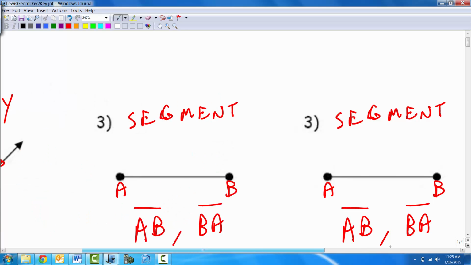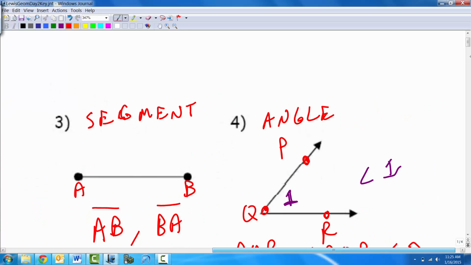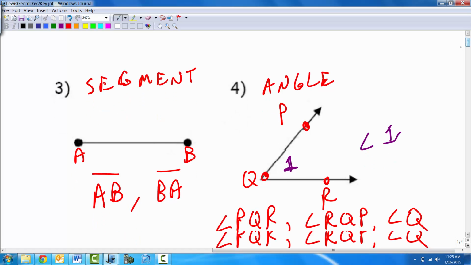Segments have 2 endpoints, so the segment symbol above this is nothing with arrows on it. All right, that means there are 2 endpoints, and they are A and B. If I put another point right here, this is still segment AB. If you wanted to name segment AC, then that is the one that is only this length. So there are only 2 options. You can flip the letters around.